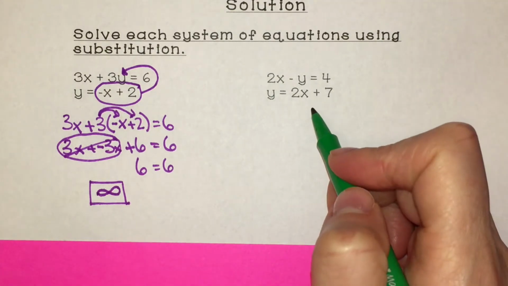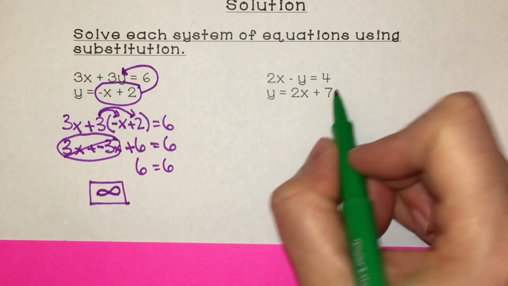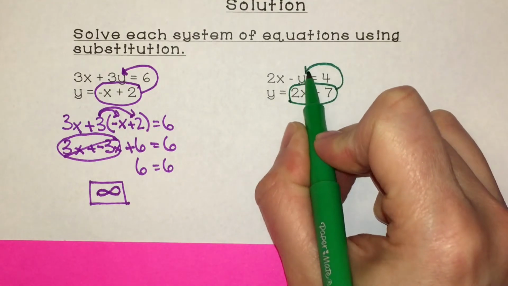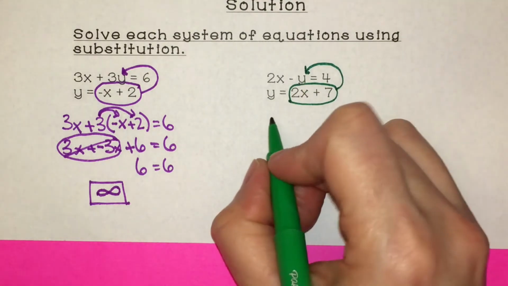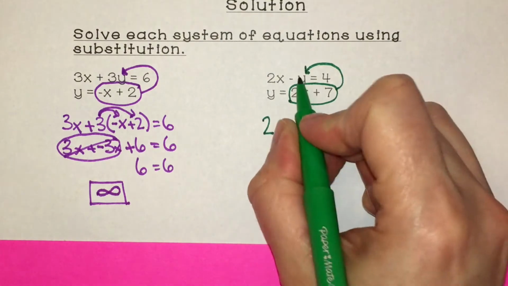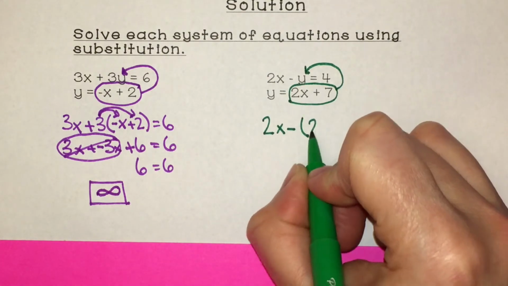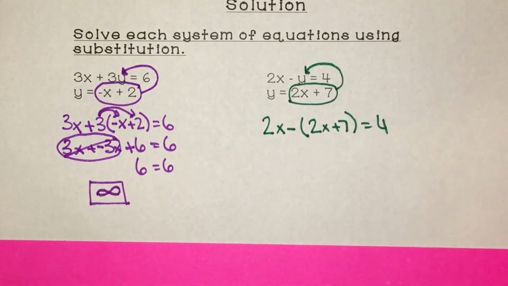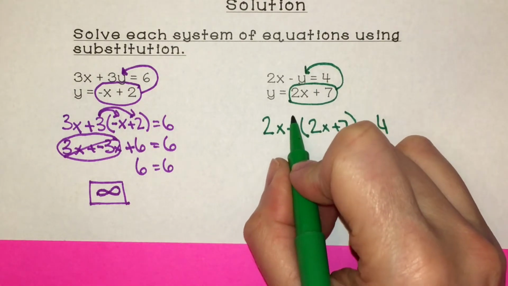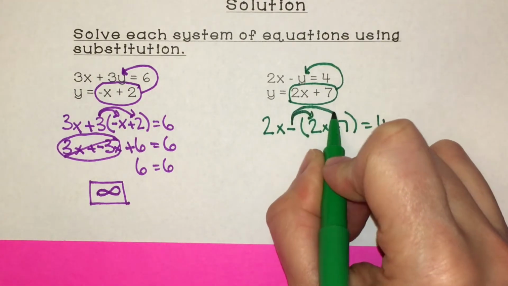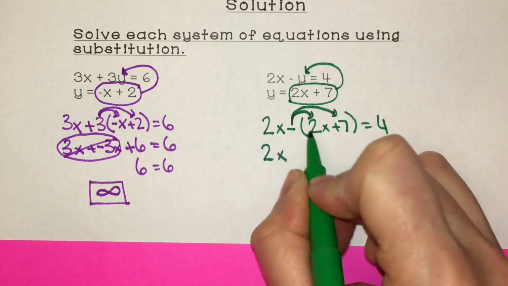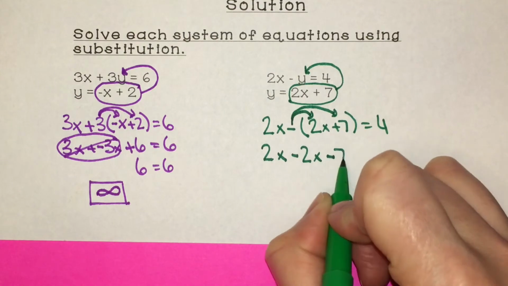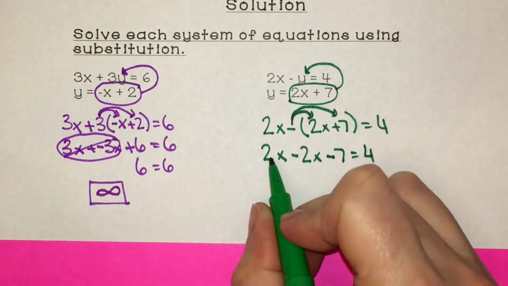Okay, so the second one, I know y equals 2x plus 7, so I'm just going to plug 2x plus 7 into my first equation for y. So that gives me 2x minus my y value, which is 2x plus 7, is equal to 4. All right, there's a negative outside the parentheses, so I have to distribute that negative. So I have 2x minus 2x, negative times 7 is negative 7 equals 4.